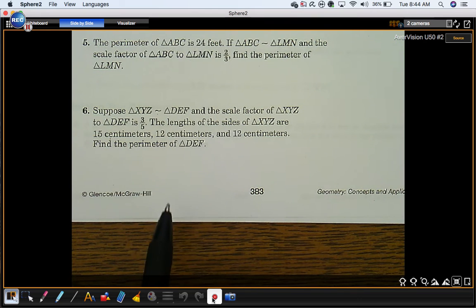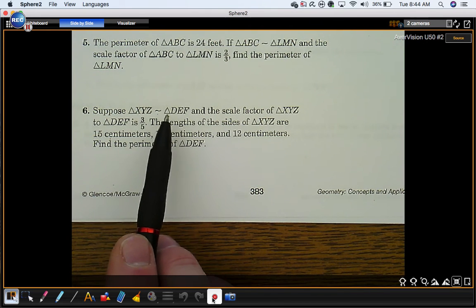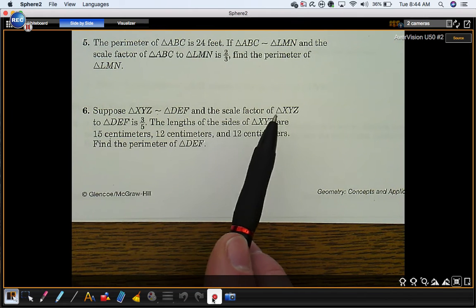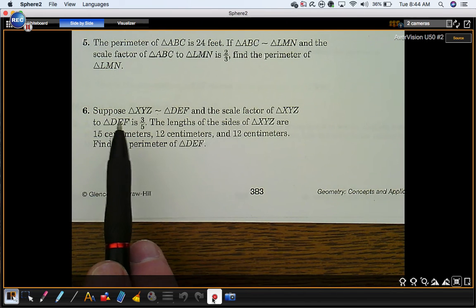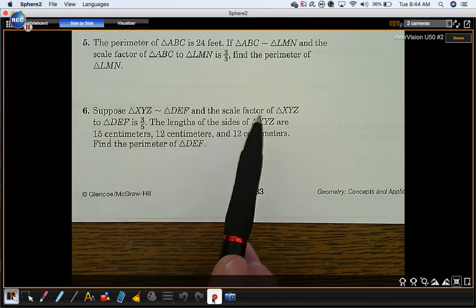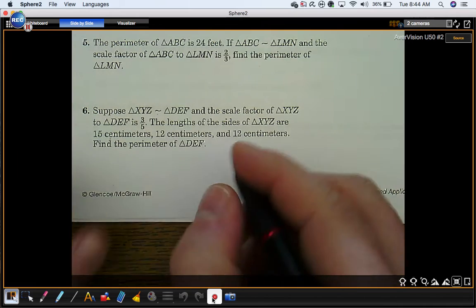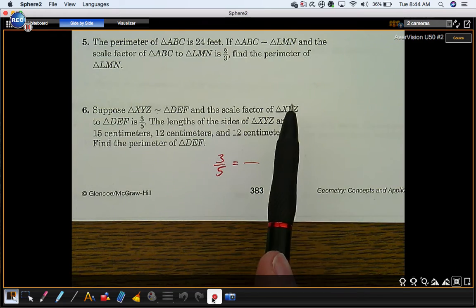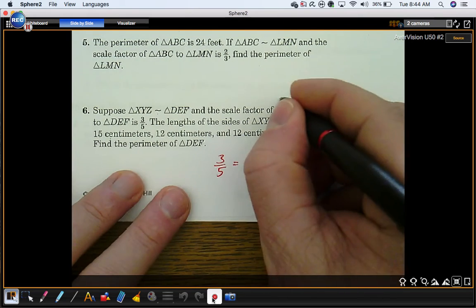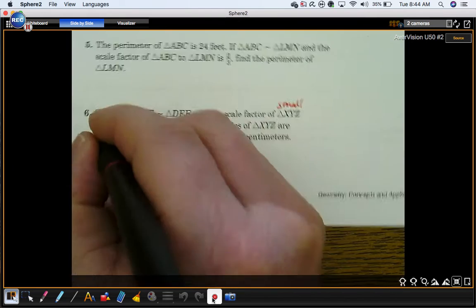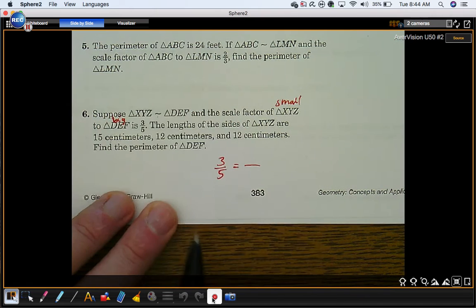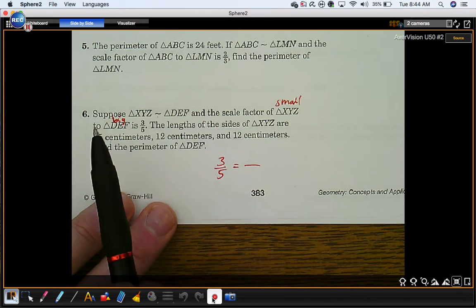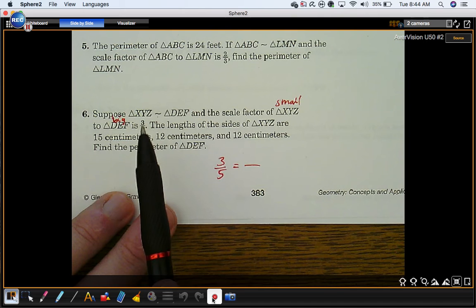Let's do number 6. Let's say you have two triangles that are similar. Find the scale factor of triangle XYZ to triangle DEF. Or they're not saying find it. They're telling you it is. So our scale factor is 3/5. That's your small triangle. That's your big triangle. Small to big, because it's written small to big.